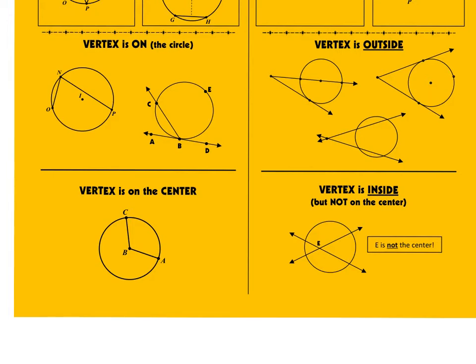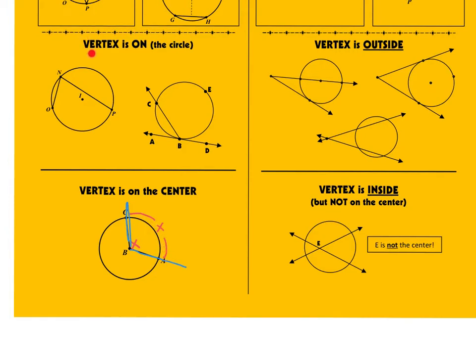Now, the first one that we have already done is when the vertex is on the center of the circle. That's called a central angle. So if the vertex is on the center, then the measure of the angle and the measure of its intercepted arc are the same. Remember, the intercepted arc is the portion of the circle, the ring, that is inside the angle. So if you extended the sides of your angle, it would be what part of the circle is inside that angle. So when the vertex is on the center, the angle and the arc are the same.